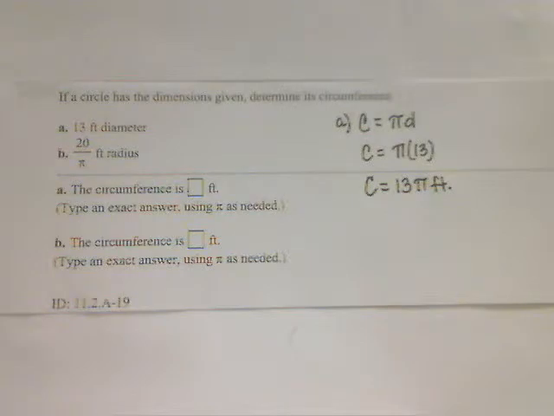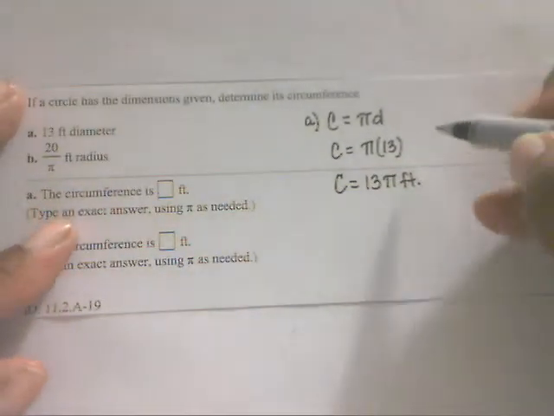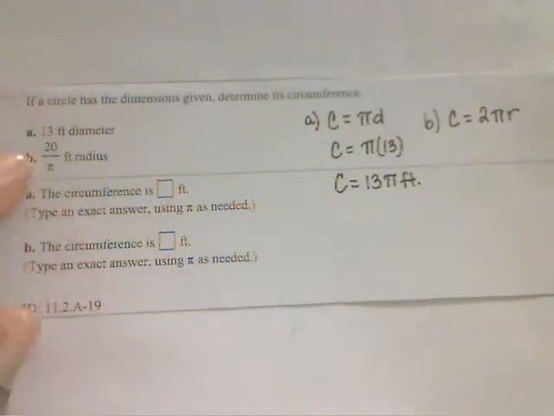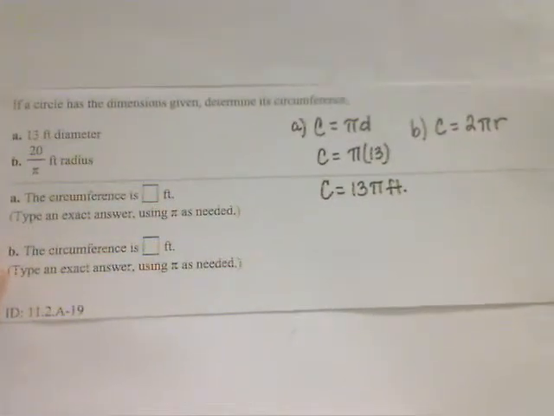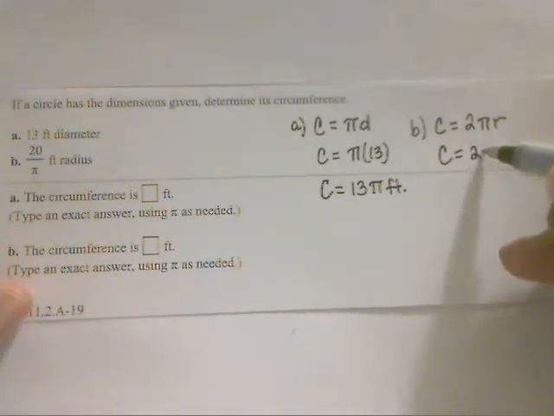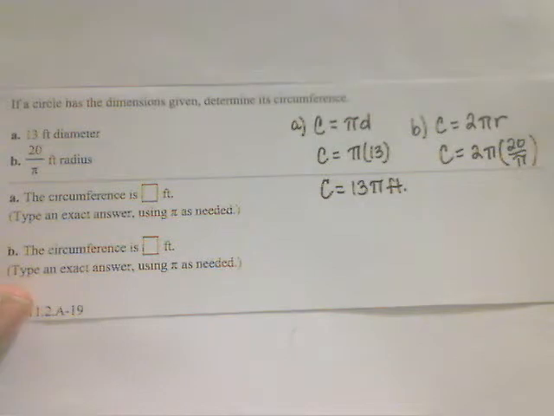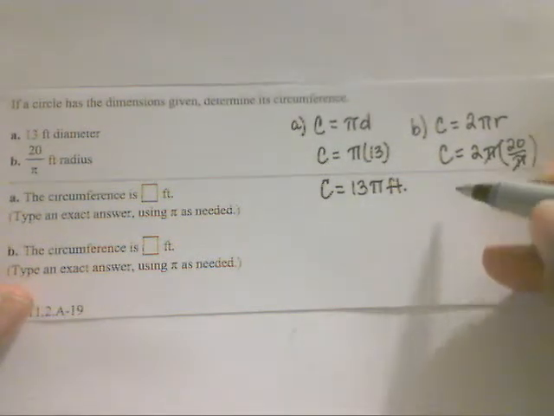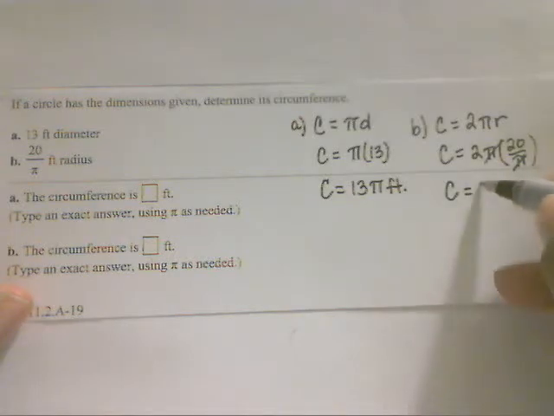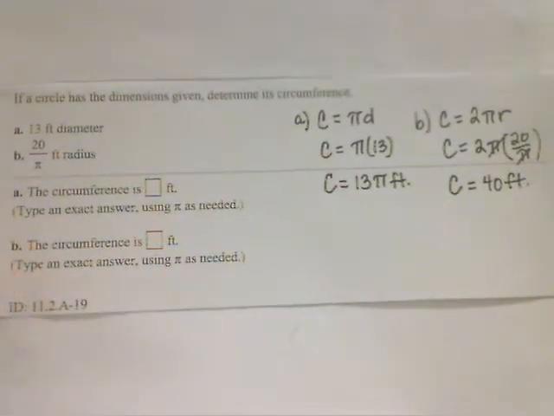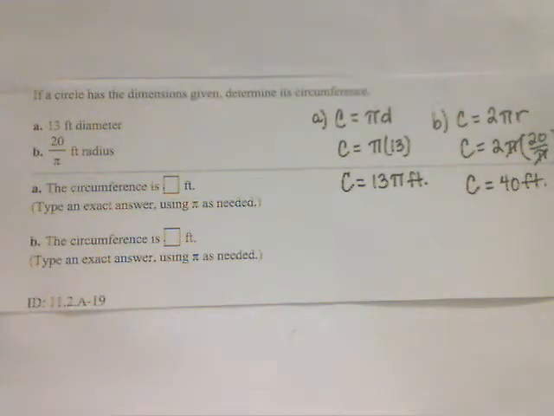Part B, the circumference with a 20 over pi foot radius. The radius is given, so you have to use this formula. C is equal to 2 pi r. So to find the circumference here, bring down the 2 pi. The radius is 20 over pi, so we have 20 over pi times 2 pi. Now the pi's will divide out, and all you have to do here is multiply 2 times 20. You're going to get 40, and that'll be 40 feet. So the circumference of that circle with a 20 over pi foot radius is 40 feet.